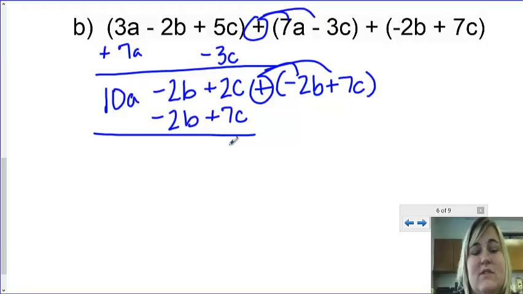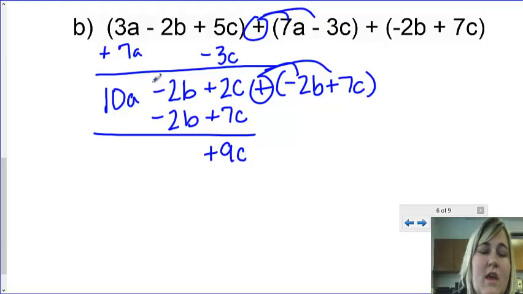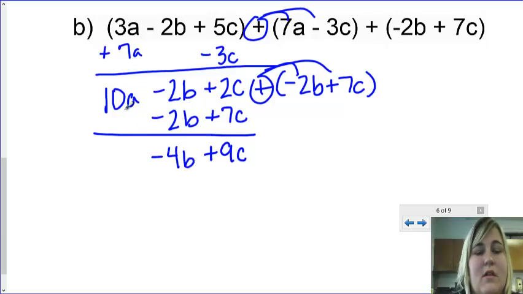So 2c plus 7c is 9c, which is a positive. And negative 2b minus 2b is negative 4b, and my 10a comes straight down. Final answer. And it wants it in standard form, but because they all have the same degree, generally we will also write in alphabetical order, which they already are, and that's all I have.